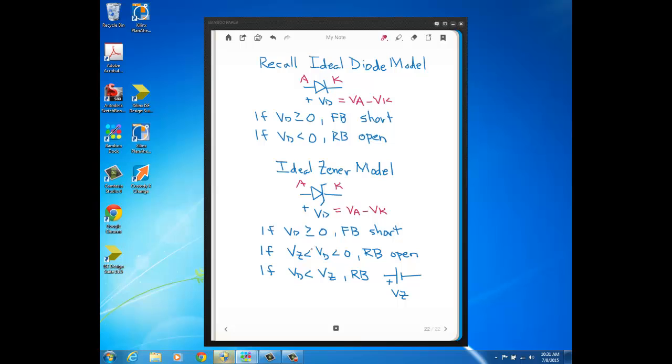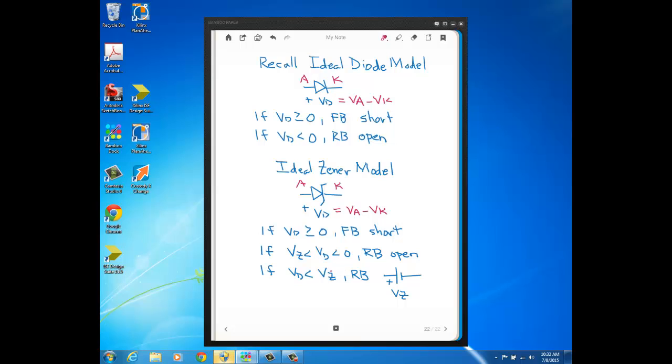If the diode voltage is between 0 and the VZ amount, remember the VZ amount is the reverse bias voltage that will get the ripping of electrons to occur, just to occur, and at that point the Zener diode is conducting. So if I have a reverse bias voltage that's between 0 and that absolute minimum necessary amount to get the avalanche current to flow, then the Zener's reverse bias, acting ideally, is an open.